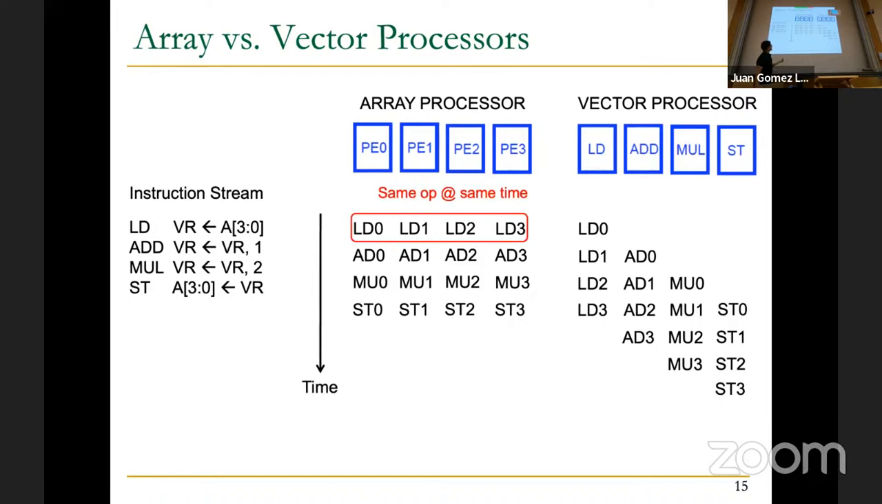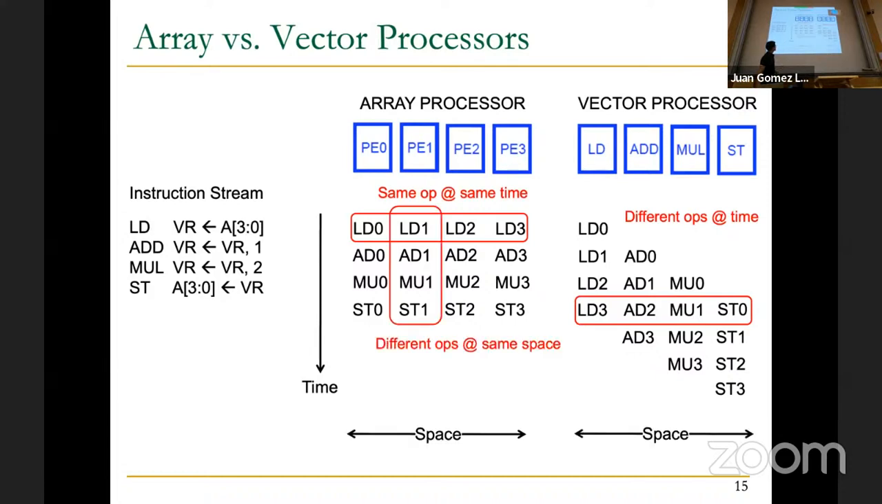Look at the difference. In the case of the array processor, we are executing the same operation at the same time, while in the vector processor, we execute different operations at the same time, in the same cycle. Why is that? Because the parallelism is obtained from executing different instructions on different units that our processor has. And also in space, in the case of the array processor, we have different operations executed in the same processing element, while in the vector processor, the execution units are specialized, and that's why we always execute the same operation in the same space.